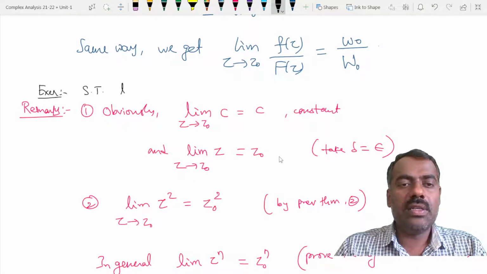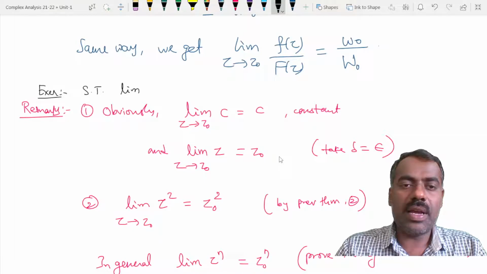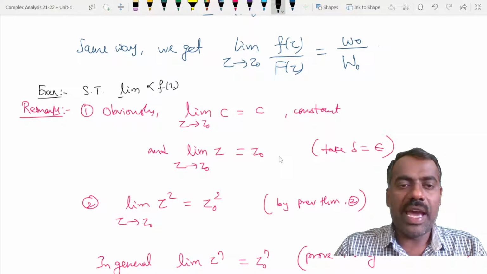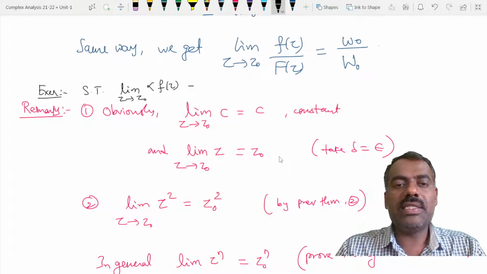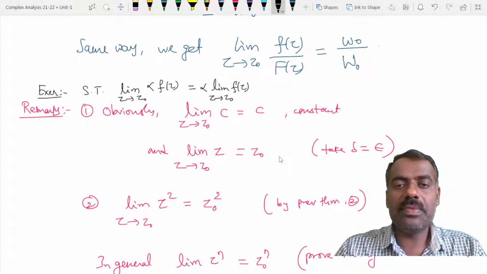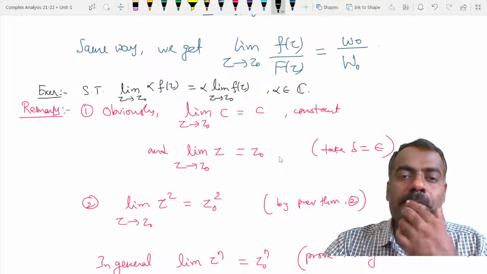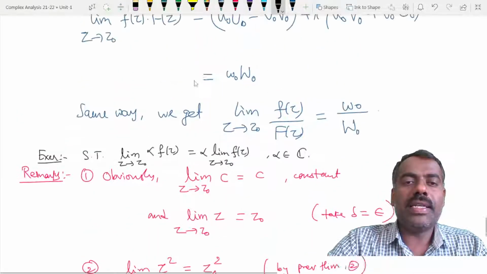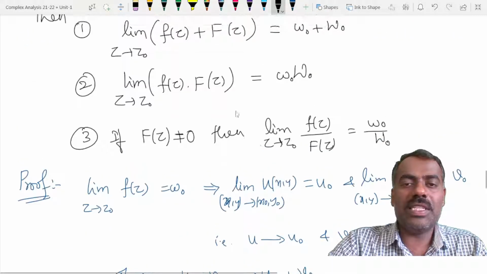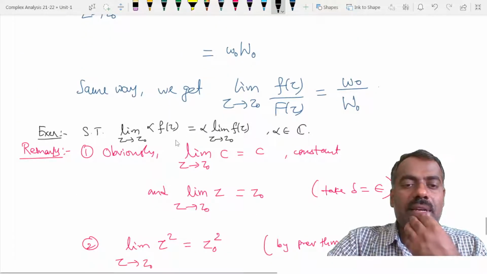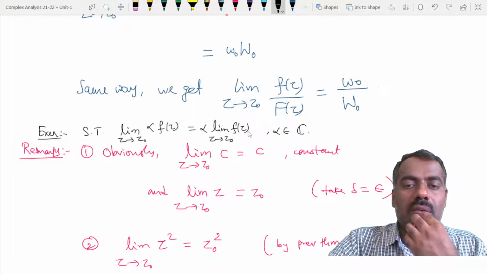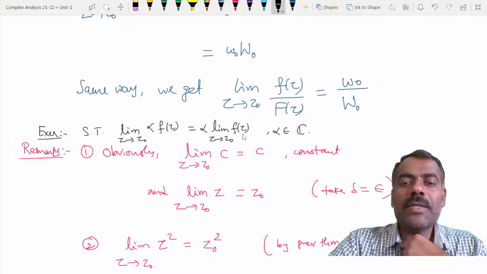Show that the limit of some scalar, some constant, that means some alpha times f of z as z tending to z naught is the same as alpha times the limit of f of z. Is that clear? Where alpha is a scalar, non-zero, alpha is a complex number. You can simply show this from these results, or not? Yes or no? If you call the limit of f of z as w naught, then you want to show that this value is alpha times w naught.